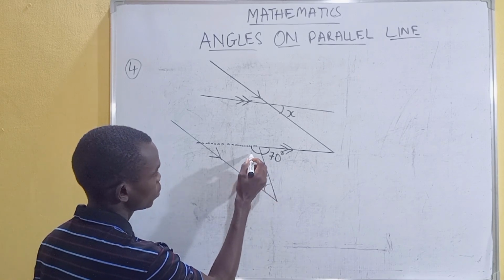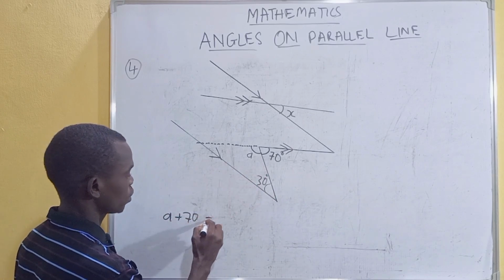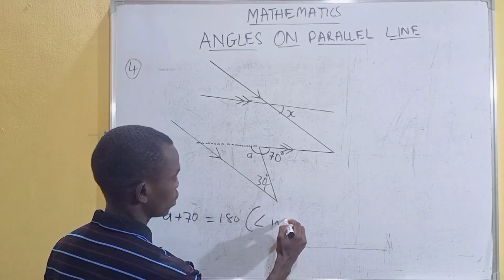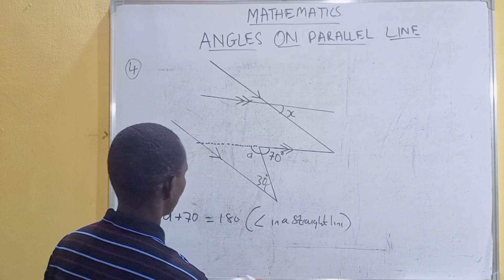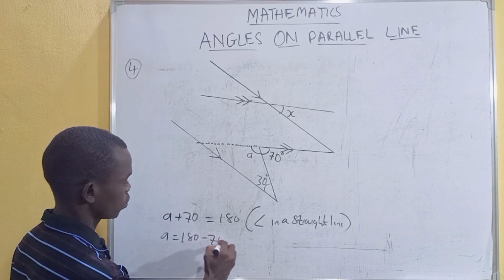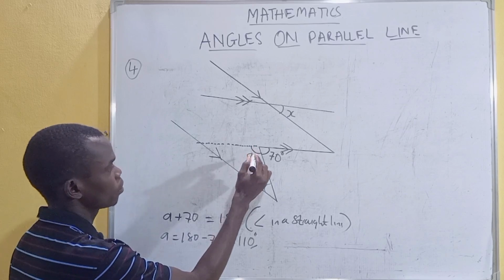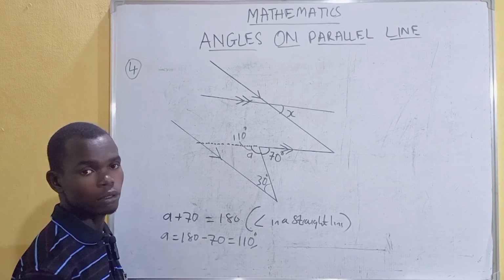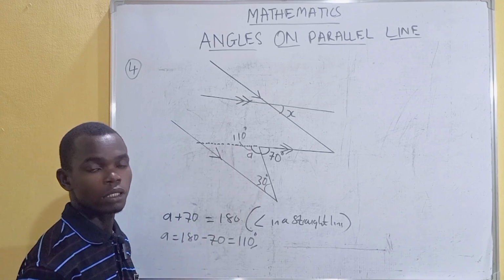Let us name here to be A. This will now be A plus 70 is equal to 180, angle in a straight line. Therefore, A will now be 180 minus 70, which will give you 110 degrees. A will now be 110 degrees.